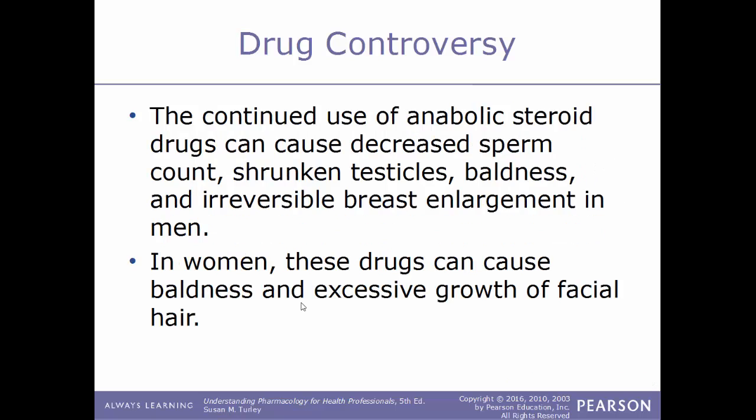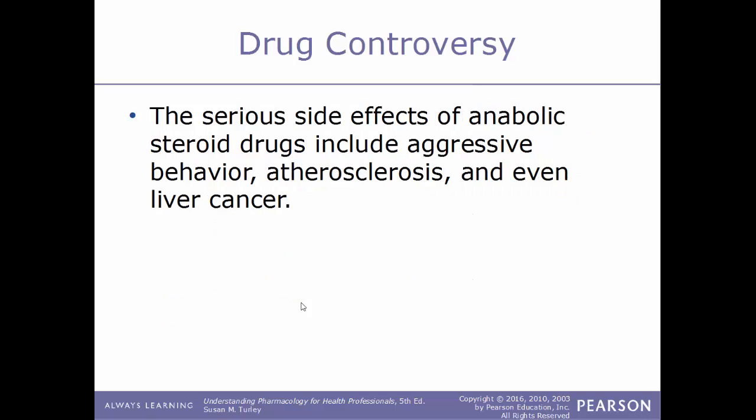The continued use of anabolic steroids can cause very pronounced side effects, including decreased sperm count, shrunken testicles, baldness, and also an irreversible breast enlargement in men. In women, these drugs can cause baldness and an excessive growth of facial hair. Now, the serious side effects of anabolic steroid drugs include a very aggressive behavior, also known as roid rage, atherosclerosis, and even liver cancer. All right, that brings us to the end of chapter number 14.